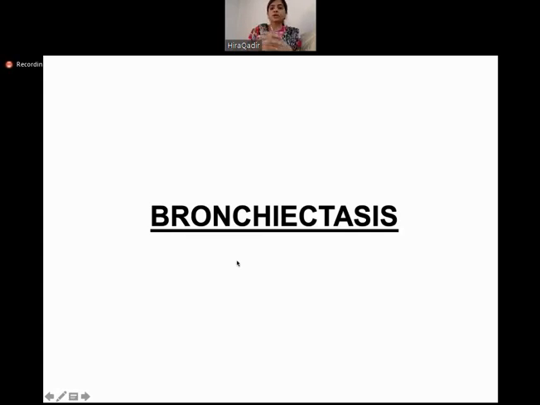Elastic recoil and compliance. Compliance or recoil, it is the question from Nurul Huda. Okay, Nurul Huda, compliance and recoil is like, for example, a balloon. If you blow the balloon, you can see the balloon is like this.